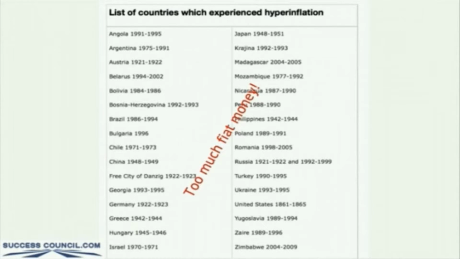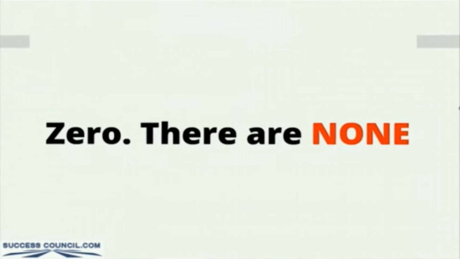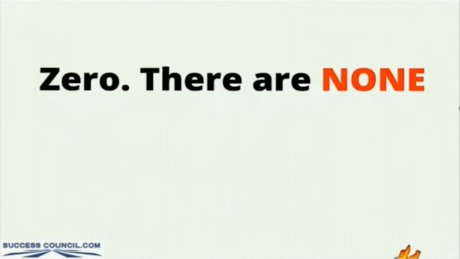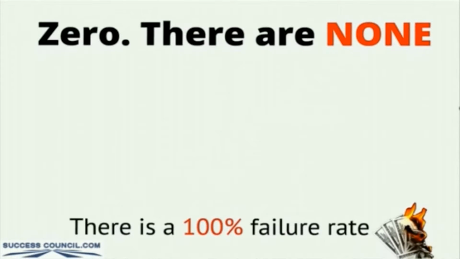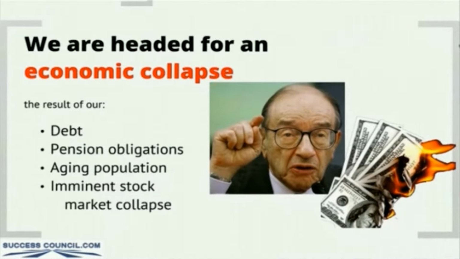Every time, hyperinflation was caused by printing too much fiat currency. And here is the list of countries that overprinted a fiat currency and didn't go into hyperinflation: zero. There are none. It's a 100% failure rate. So now, if you look clearly at the evidence I've shown you, you will see why I believe we are headed for an economic collapse.